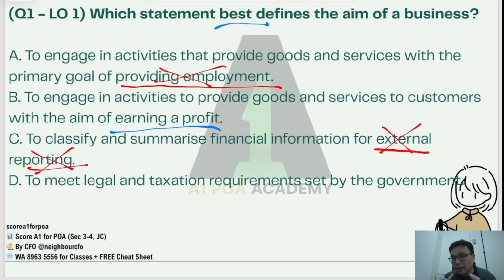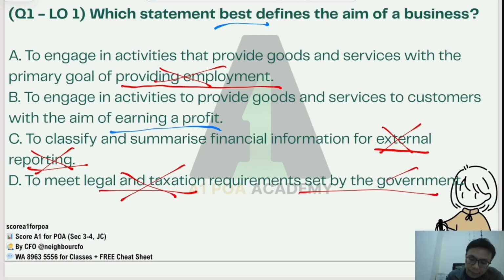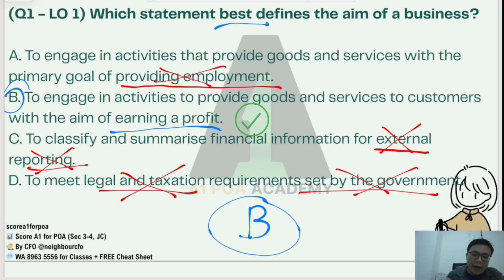So they will not define the aim of a business in terms of the best fit statement, and therefore the answer will be B. So the answer will be B. To engage in activity to provide goods and services to customers with the aim of earning a profit.